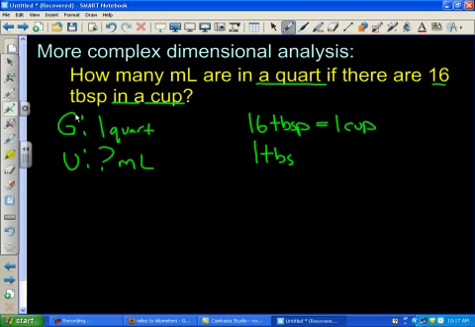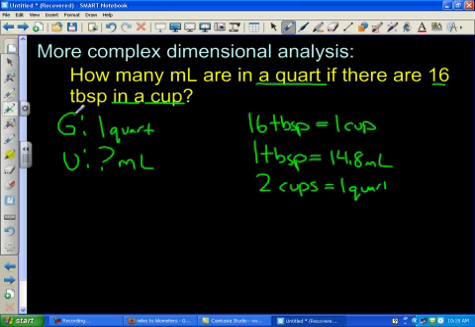Okay? So I need to find some way to relate milliliters. Fortunately, we've already worked a problem that related tablespoons to milliliters. So that gets us there really quickly. We go back and look at that previous one, or you could have Googled it again, and it would have told you that 1 tablespoon equals 14.8 milliliters, so we got that.